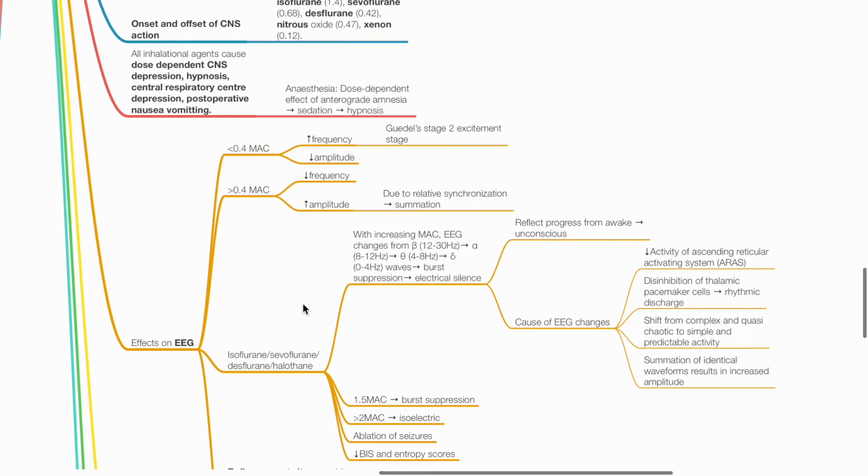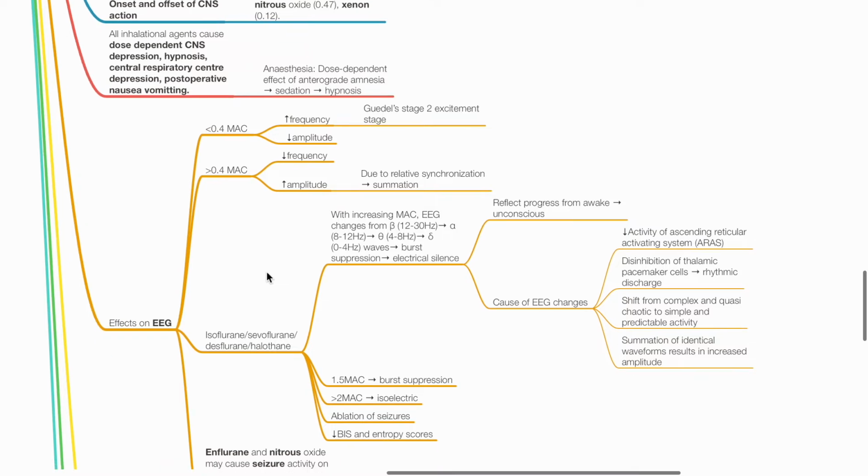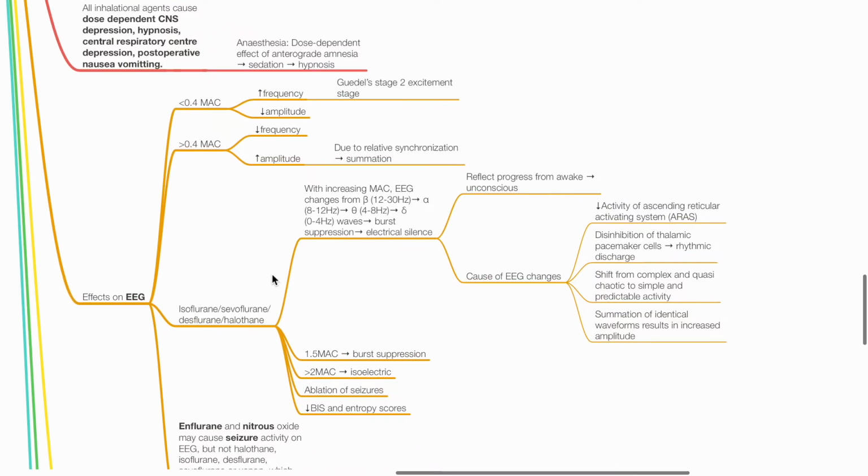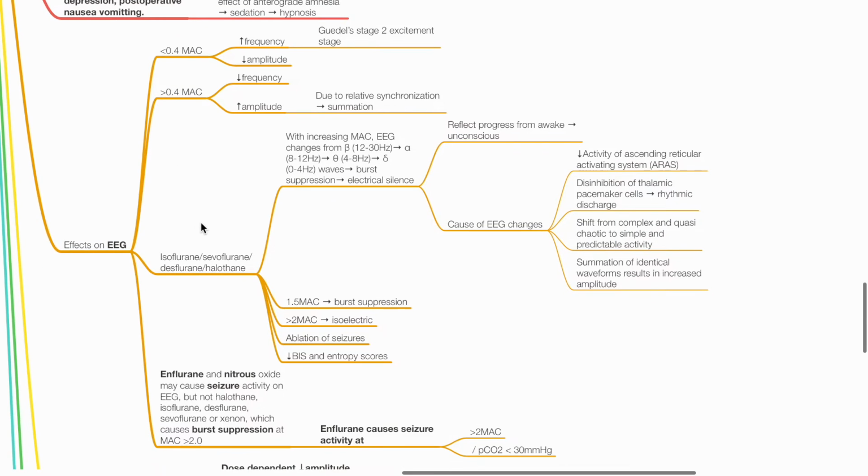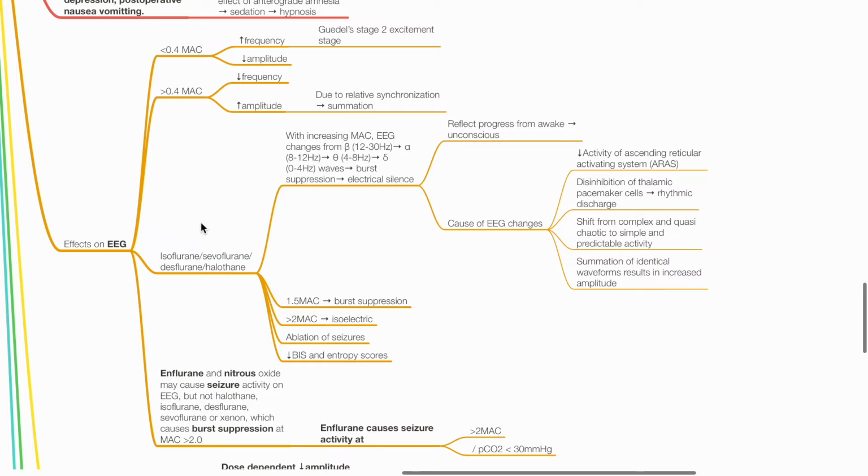Effects on EEG. At less than 0.4 MAC, there is increase in frequency and reduced amplitude due to Guedel's stage 2 excitement stage. When MAC is more than 0.4, there is reduced frequency and increased amplitude due to relative synchronization, resulting in summation. For isoflurane, sevoflurane, desflurane, and halothane, with increasing MAC, EEG changes from beta waves to alpha, theta, delta waves, then burst suppression and electrical silence. This reflects progress from awake to unconscious state.